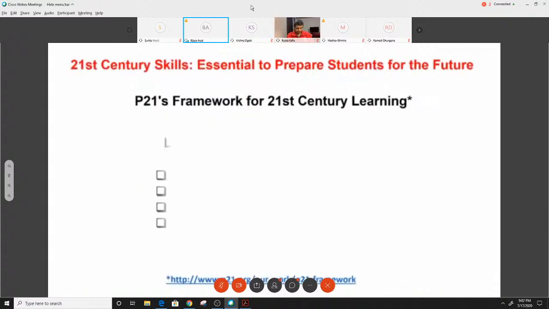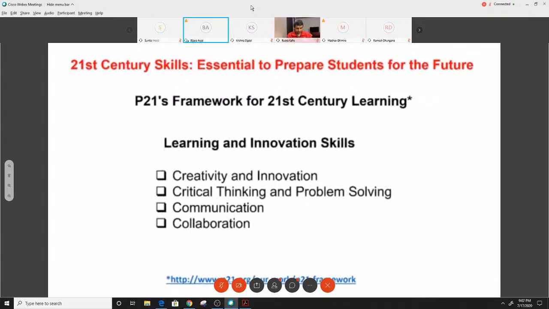So here is the P21 framework for 21st century learning. They have listed many important things that students need to learn so that they are useful in their life.